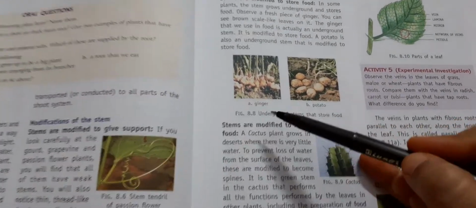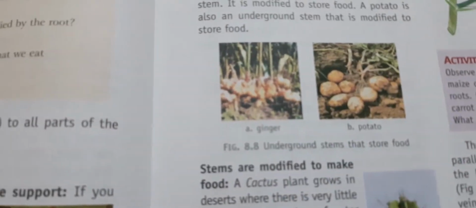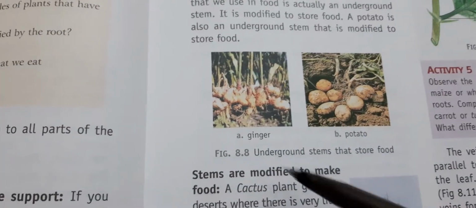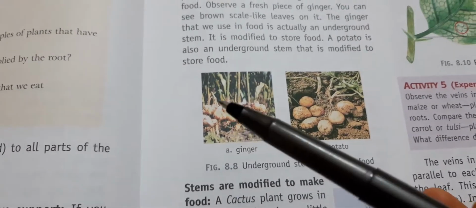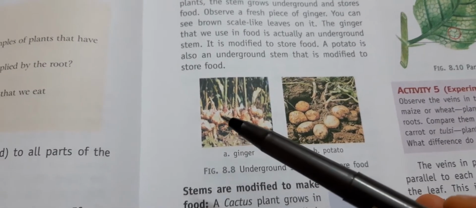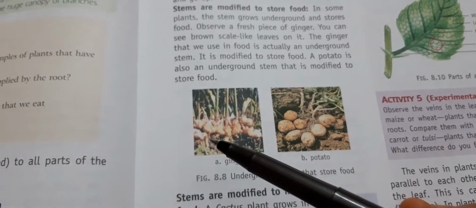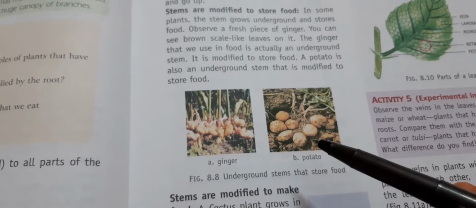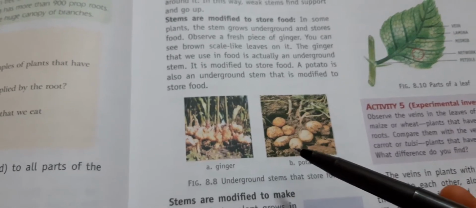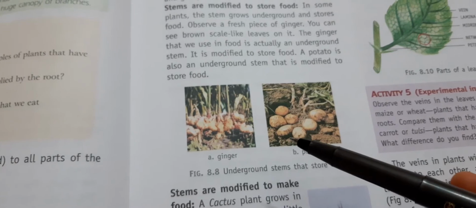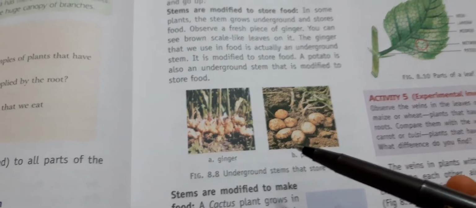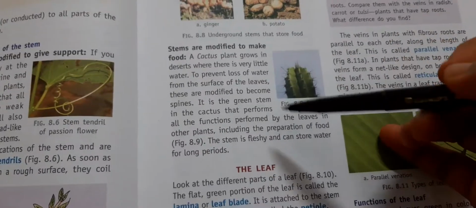Another modification of the stem is storing food. Like this is the ginger. This is the picture of ginger. Ginger is actually an underground stem. It is underground, but it is actually a stem, and it stores the extra food which is prepared by the plant. Similarly, potato is also an underground stem, and it also stores the extra food prepared by the plant.